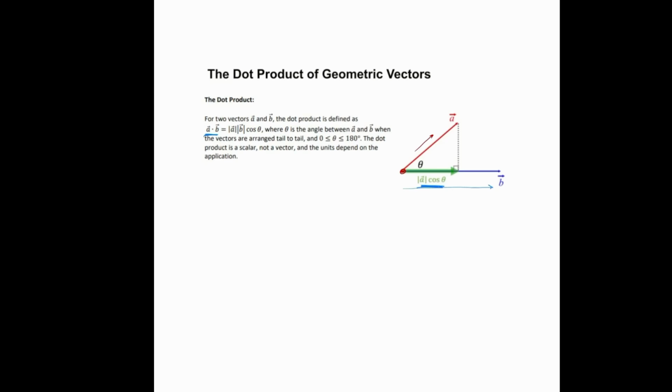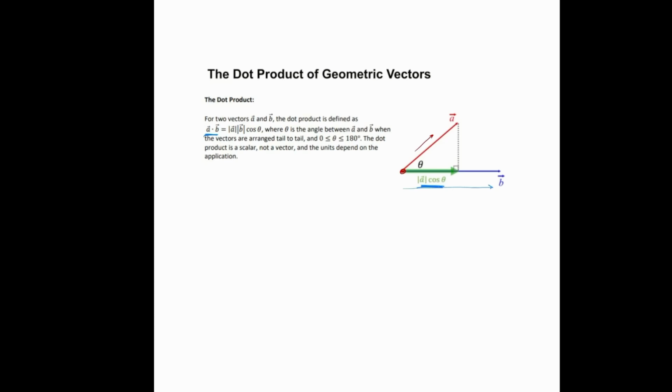So we will say vector A dot vector B is equal to the magnitude of A times the magnitude of B times cosine of theta. The order of that magnitude of A and B doesn't matter at all. A times B and B times A are the same thing. Theta is the angle between the two vectors when the vectors are arranged tail to tail, and that angle really needs to be between 0 and 180 degrees.